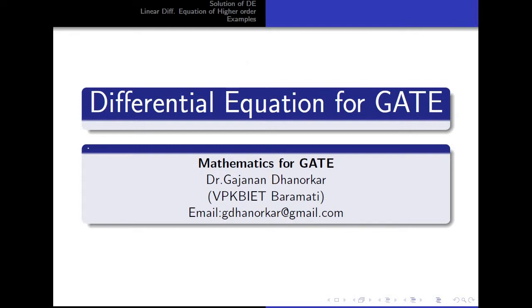Means here, if you are concentrating on engineering mathematics, if you are scoring near about 18 to 20 marks, then surely your rank will improve by near about 10,000. Therefore, this is very important.